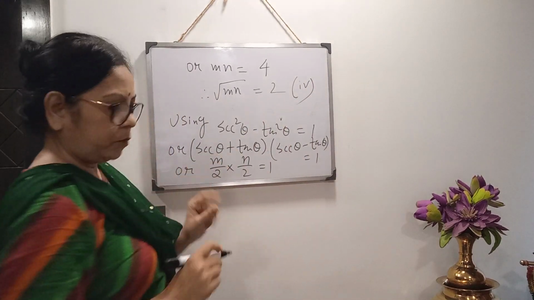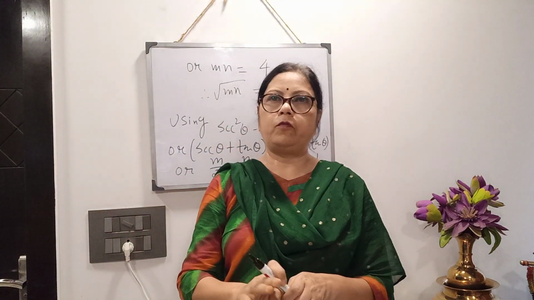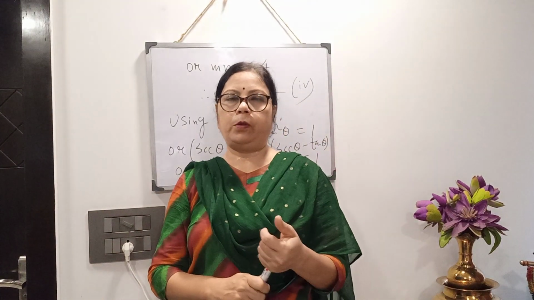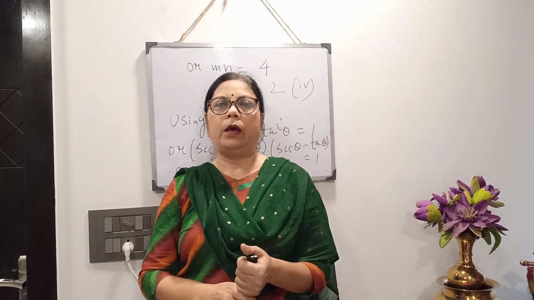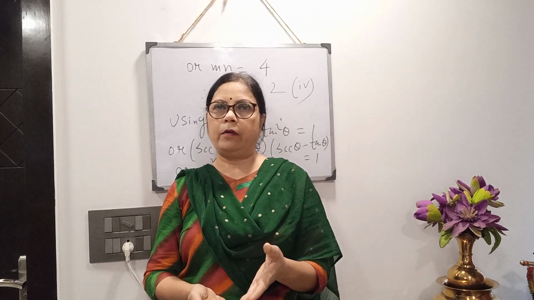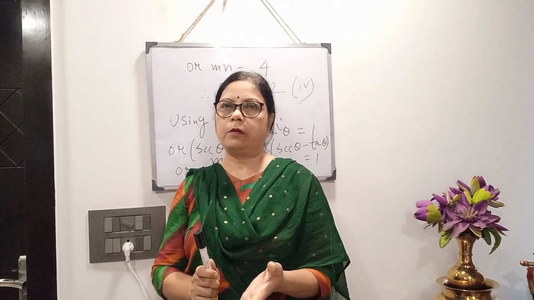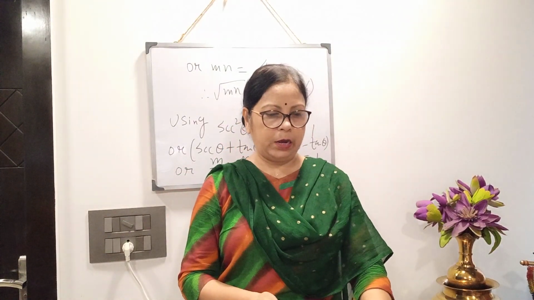Clear? So, when sec, tan related sums are given, you will apply the formula sec square theta minus tan square theta equals 1. When sin, cos are given, you will apply sin square theta plus cos square theta equals 1. And when cosec and cot are given, then cosec square theta minus cot square theta equals 1. Then the short answer you will get in the next video.